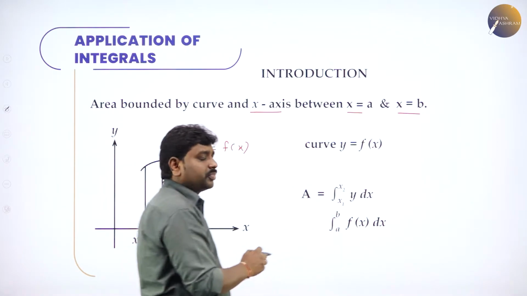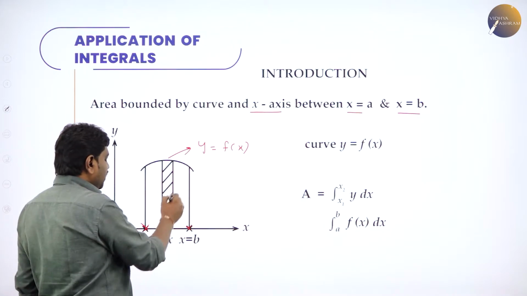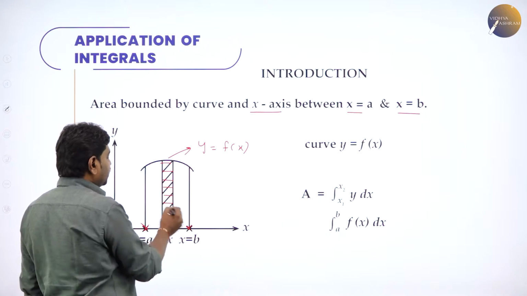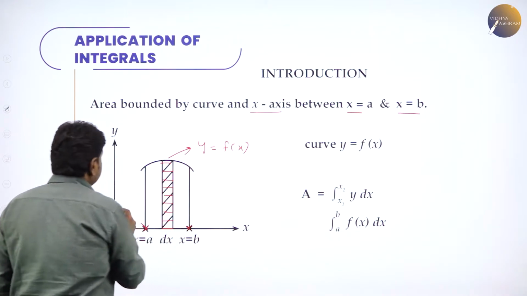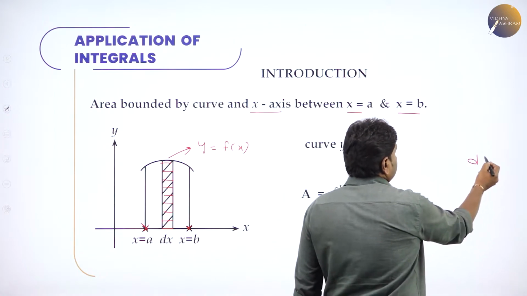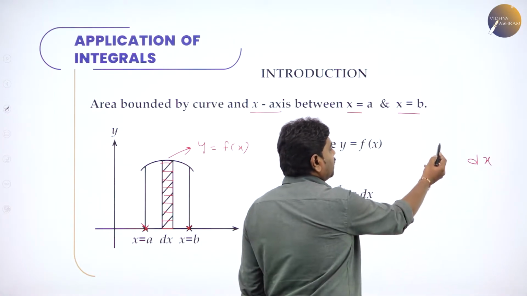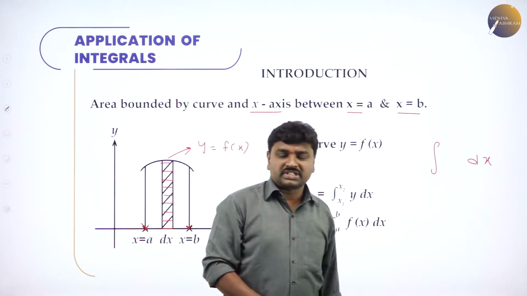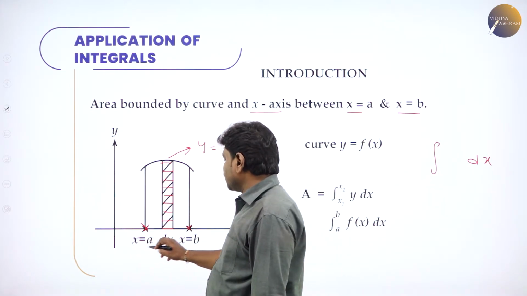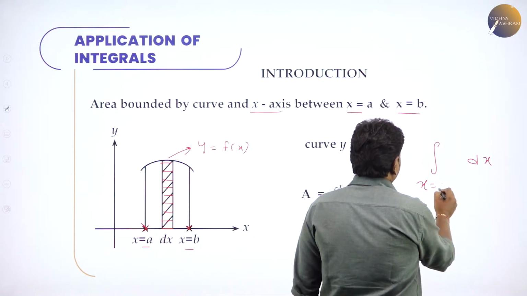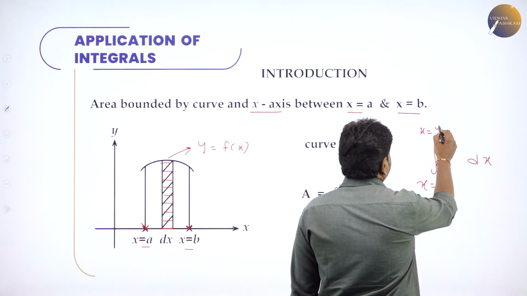What is the meaning? Simple. Under this curve, I will take a small strip called dx. This is a small strip, and how much is it? This is dx. Such small strips, what is the length of the strip? dx. Such small strips I will combine. Combine means what? Integrate. Integrate, combine all the small strips from where to where? From x value a to x value b.